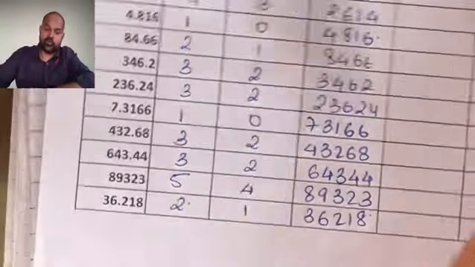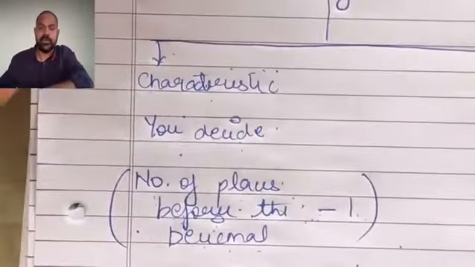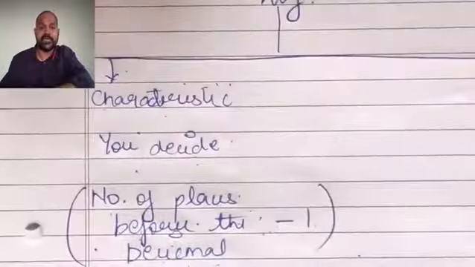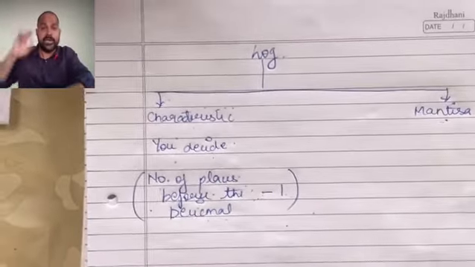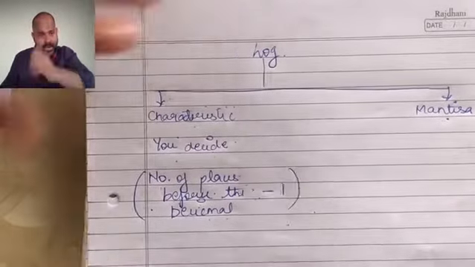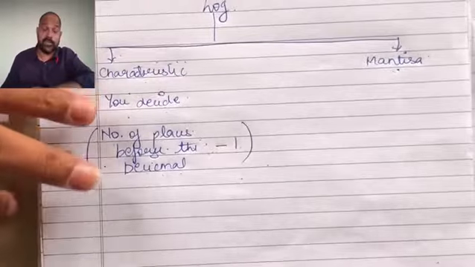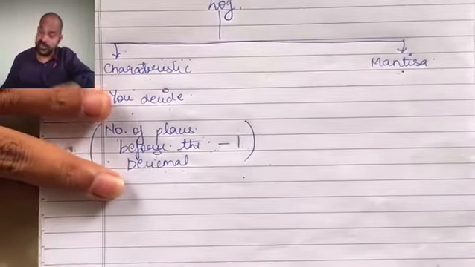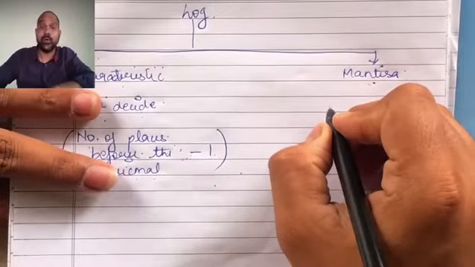Log of a number has two parts to it. One part is called the characteristic while the other is called the mantissa. Characteristic, you decide. What do you mean by you decide? You decide meaning the number of places before the decimal, count it, subtract 1 from it, and that's your characteristic. What about the mantissa? For the mantissa, you will now look at the number without the decimal.